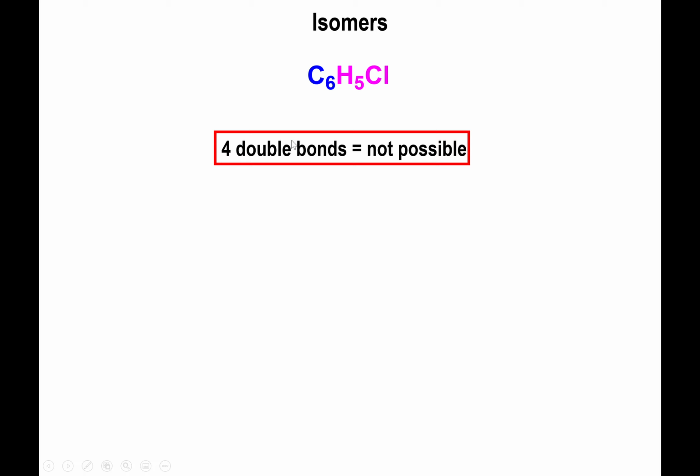Now, for you to have 4 double bonds, you will have to have probably more than 6 carbons to make this work out. And even though chlorine is a non-hydrogen atom, it can only have 1 bond, so you cannot really make double bonds to it. At least not for the molecules we're going to be looking at in this class. So 4 double bonds doesn't seem possible for this structure.